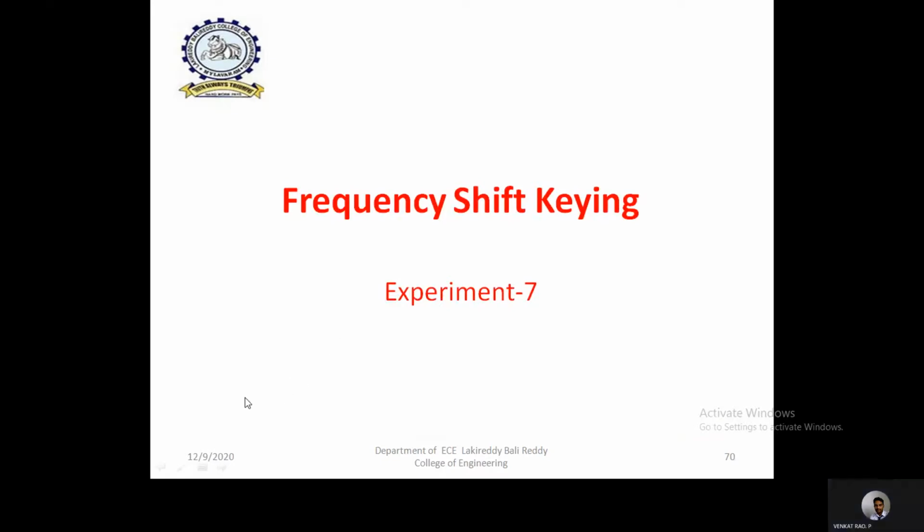The digital modulation techniques in a communication system are amplitude shift keying, phase shift keying, and frequency shift keying. Amplitude shift keying and phase shift keying we have already discussed. Now we'll see what is frequency shift keying. I will tell in a very simple way, then we'll move on to the experimental analysis.